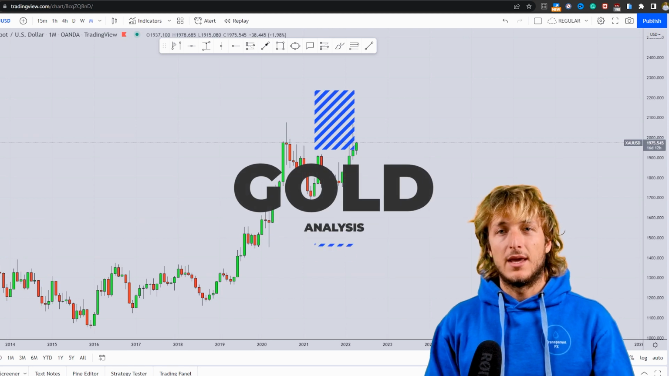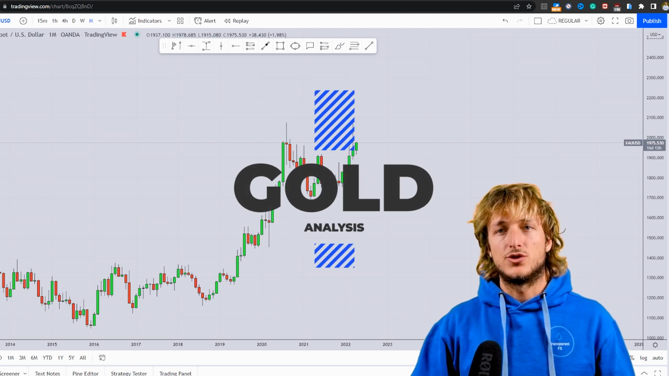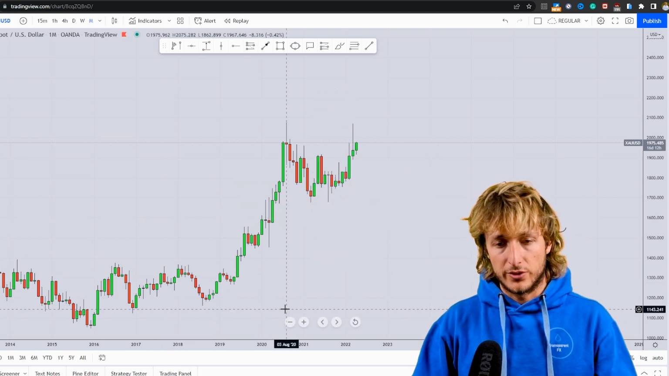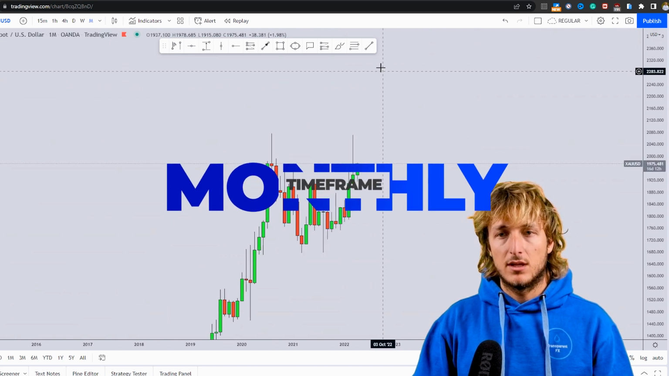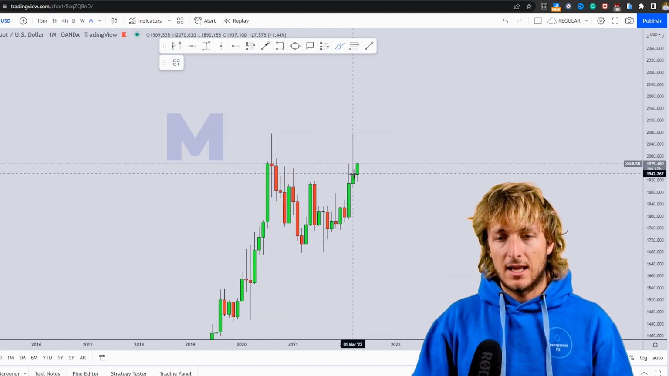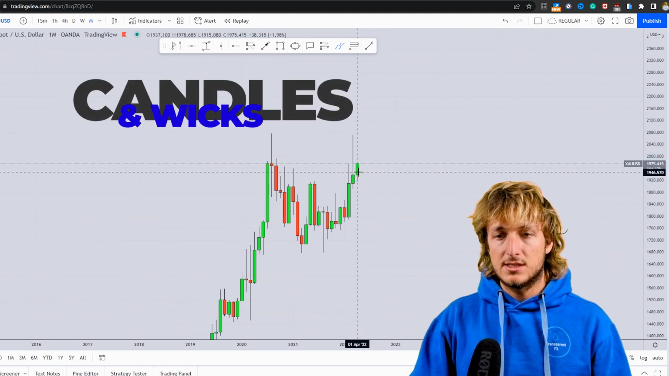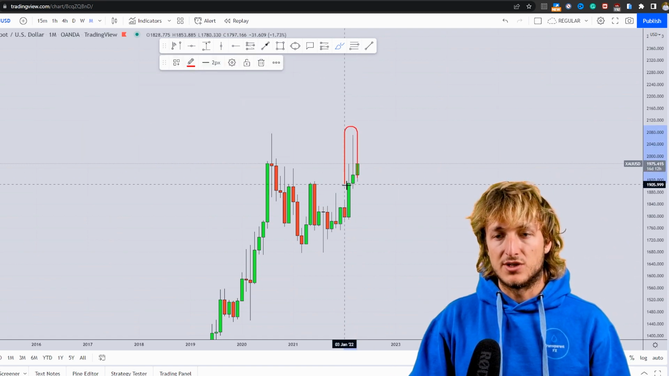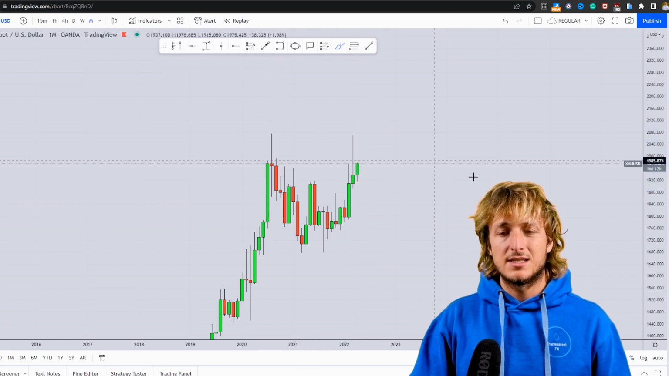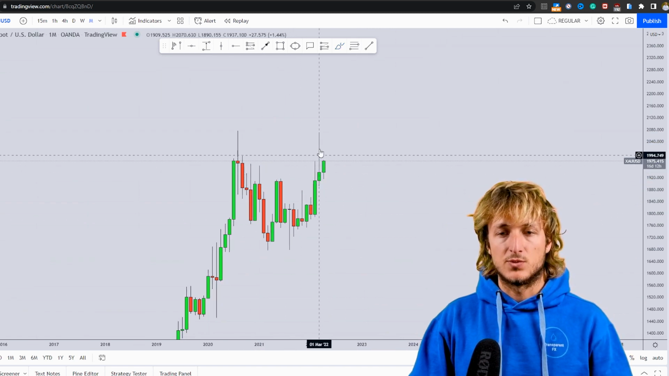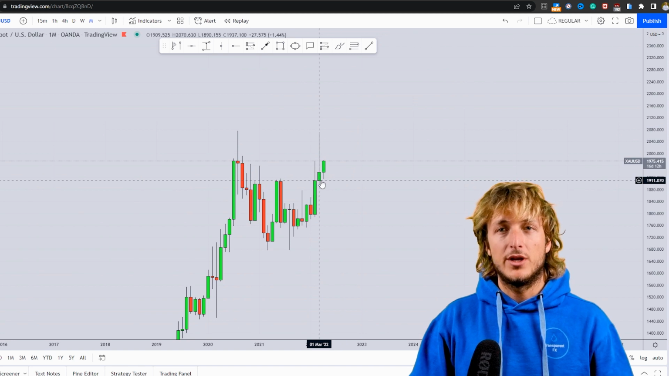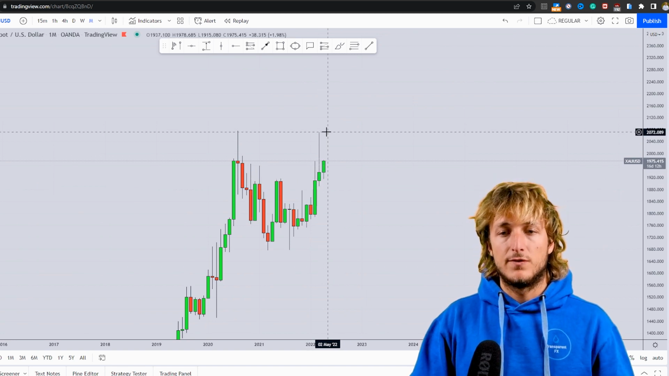Okay, so let's make a full breakdown of the situation that we currently have on gold. Now, starting here from the monthly, what we can see is that the market at the moment is starting to fill in the wick that we had created with the previous monthly candle. Now, as I said many times, when you see a candle like this with a very long wick and a green body, usually the next candle fills in the wick.